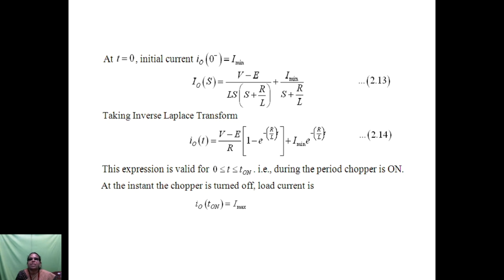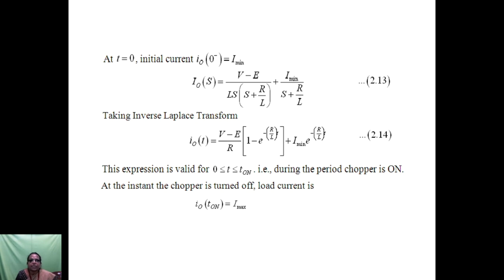I0 of S is equal to (V minus E) divided by L into (S plus R by L), plus I minimum by (S plus R by L). Taking the inverse Laplace transform, I0 of T is equal to (V minus E) by R into (1 minus e power minus R by L into T) plus I minimum into e power minus R by L into T. This expression is valid for T from 0 to T on, that is, during the period the charger is on.